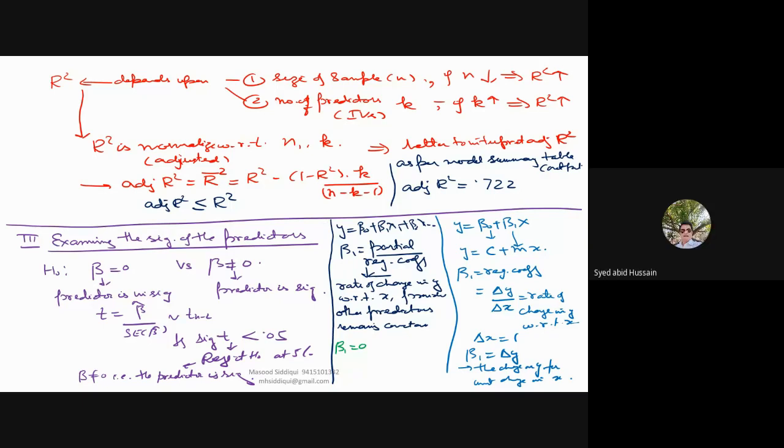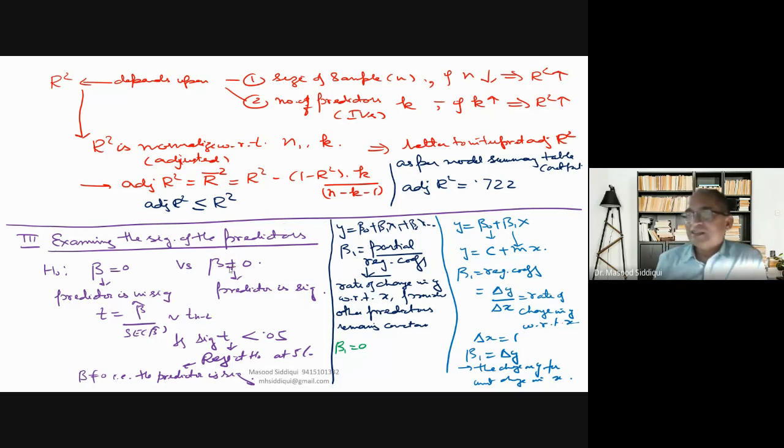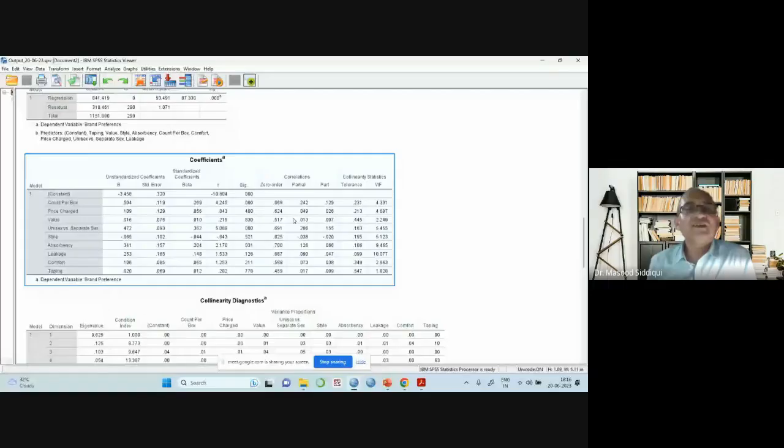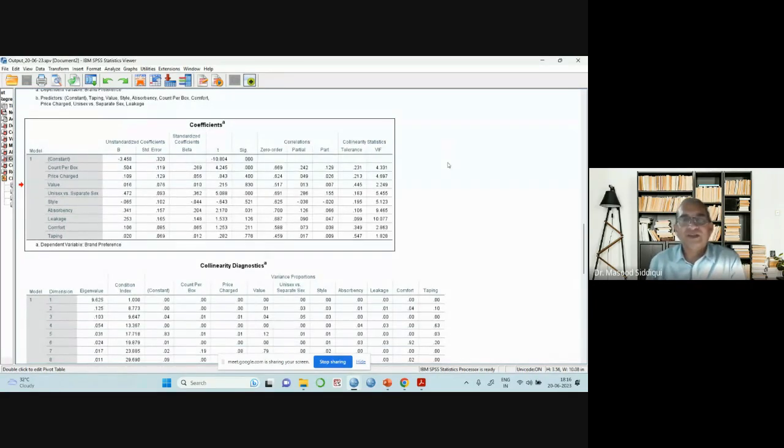Okay. So now I am sharing this part through the output and we will be discussing. Have a screenshot of this. This is the coefficient part. Have a screenshot of this. Done?